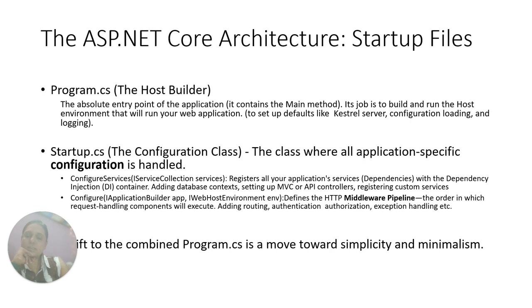So the configure services method is used to register all the services with the DI container, such as database context or setting up the API controllers and so on. And the configure method is used to define the middleware pipeline, and it adds the routing and authentication, authorization, exception handling, etc. In ASP.NET 6 and onwards, we have the single combined program.cs file, and this is a move towards the simplicity and minimalism.